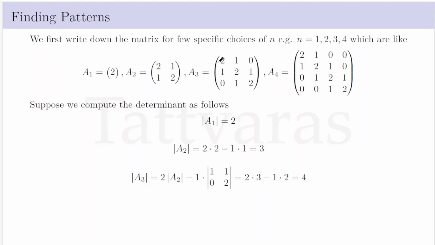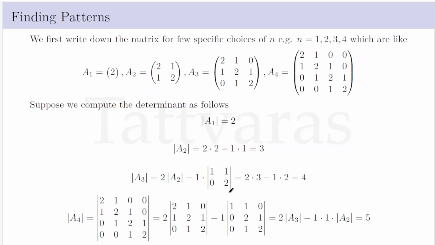Now A3, as you can see, if we use the general Laplace expansion with respect to the first row, then we will obtain this: 2 times this determinant, minus 1 times the determinant of the adjoint of those elements. By using Laplace expansion, we can see that in the determinant of a higher order matrix, the determinant of the preceding order matrix is coming. That indicates that there might be a recurrence relation. And that case turns out to be true.